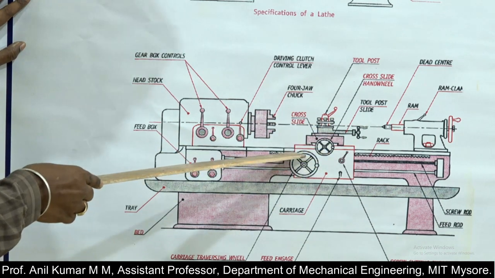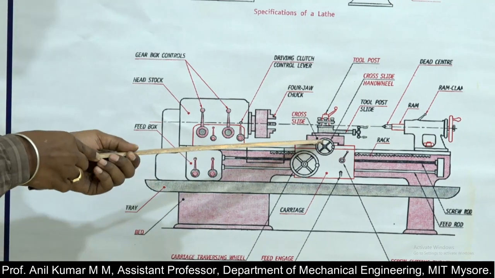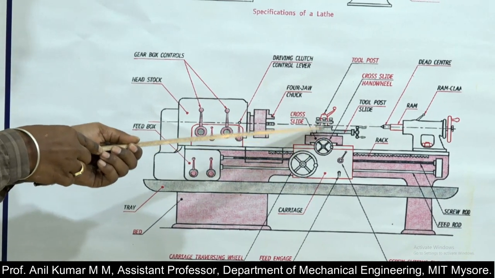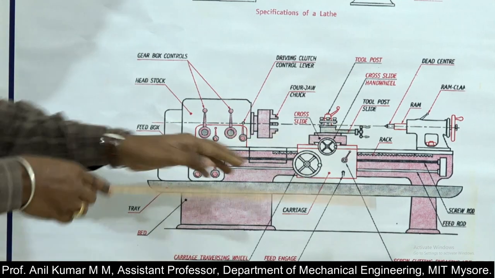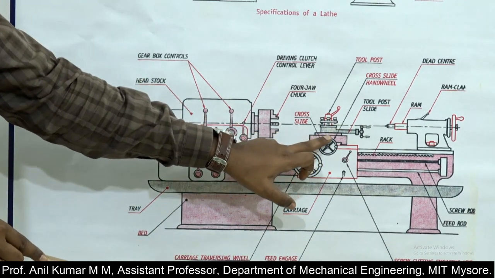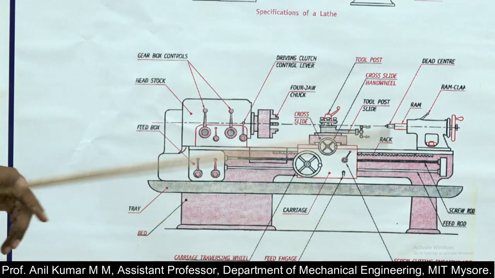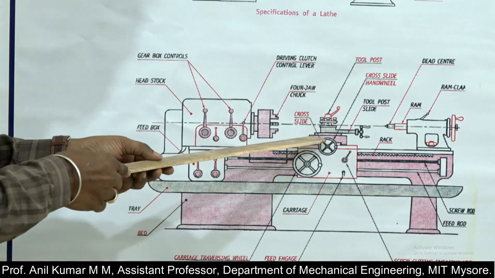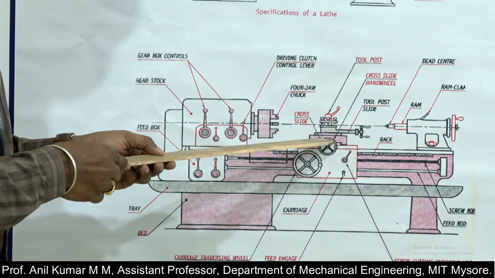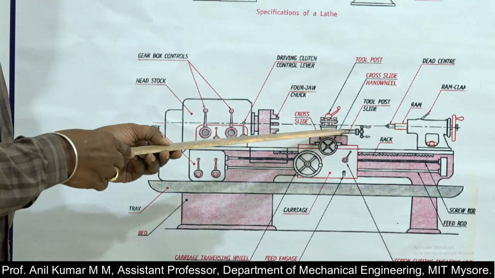First one is the saddle. It is an H-shaped casting that gives the base for the cross slide. This is the saddle. It looks like an H shape, and it serves as the base for the cross slide.